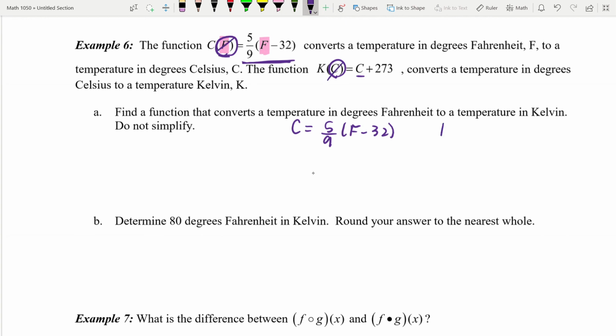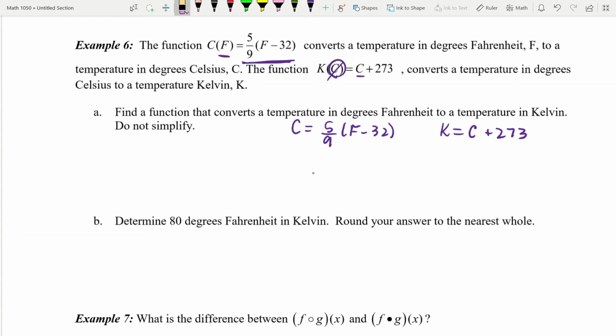Okay, so my second equation is k equals c plus 273. You're supposed to write that as f of c. It's function notation, but that's what it means. Okay, now this is the hard part, so I want you to watch.